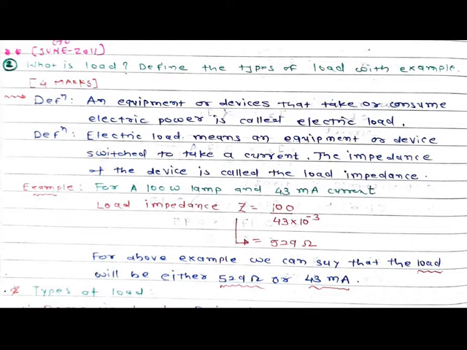Now, example: for a 100-watt lamp and 43 milliampere current, the lamp having a power rating of 100 watt and current rating of 43 milliampere, we can find the load impedance Z equal to P by I, where 100 divided by 43 into 10 raised to minus 3 is equal to 529 ohm. For the above example, we can say that the load will be either 529 ohm or 43 milliampere.